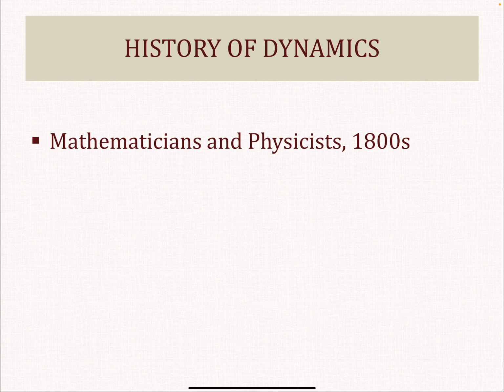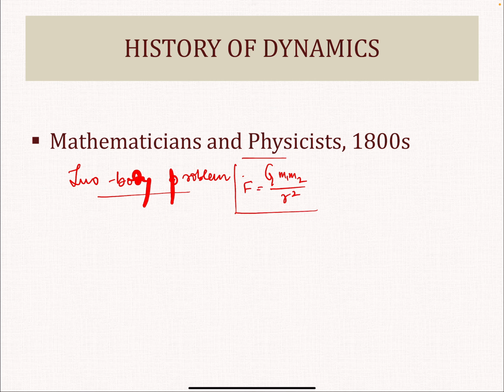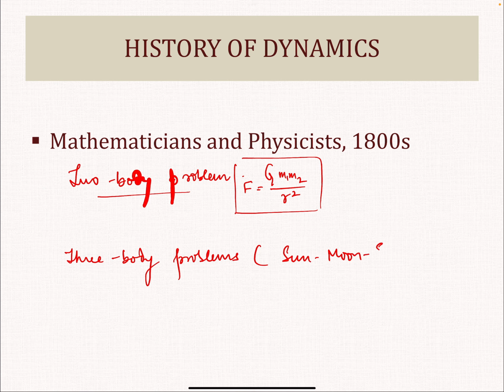Later on, in 1800, most of the mathematicians and physicists solved the two-body problem using the inverse square law of gravitation. But Newton's analytical methods to solve the three-body problem were not very easy, and eventually it was realized it is impossible to solve the three-body problem, for example the sun, moon, and earth.